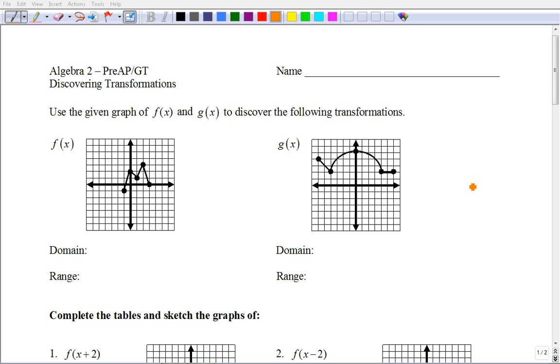I'm going to be working through a few examples from the Discovering Transformations worksheet in this video. I have this worksheet on my Blackboard, but I will also have a hard copy for you in class if you need it. All right, let's get started.